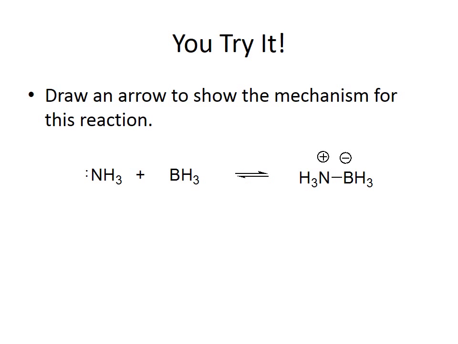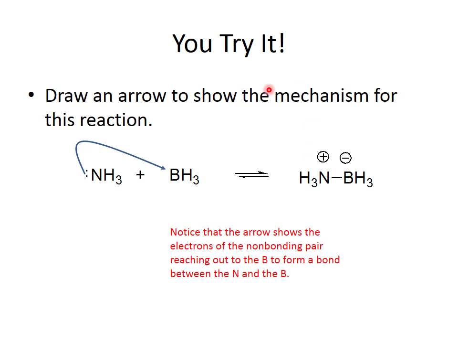Go ahead and draw an arrow to show the mechanism for this reaction. Remember, think about the bonds forming and where the electrons are going. Here, the electrons are leaving the nitrogen and reaching out to the boron to form a bond. That leaves a positive charge on the nitrogen, and then the boron gets a negative charge because it's gaining electrons through that bond.